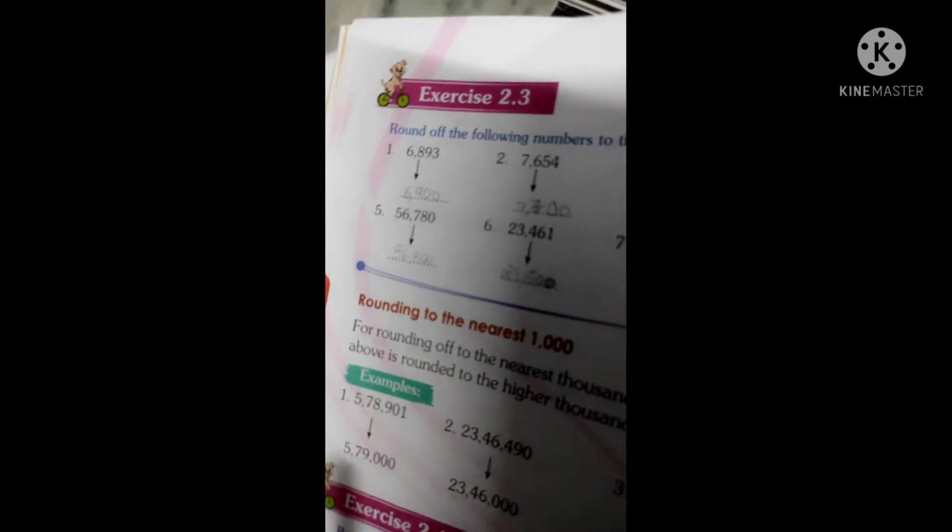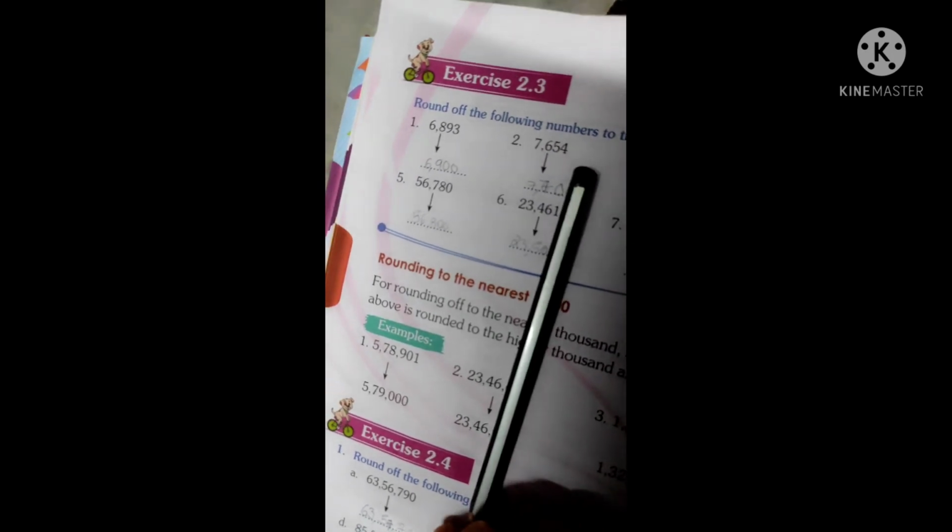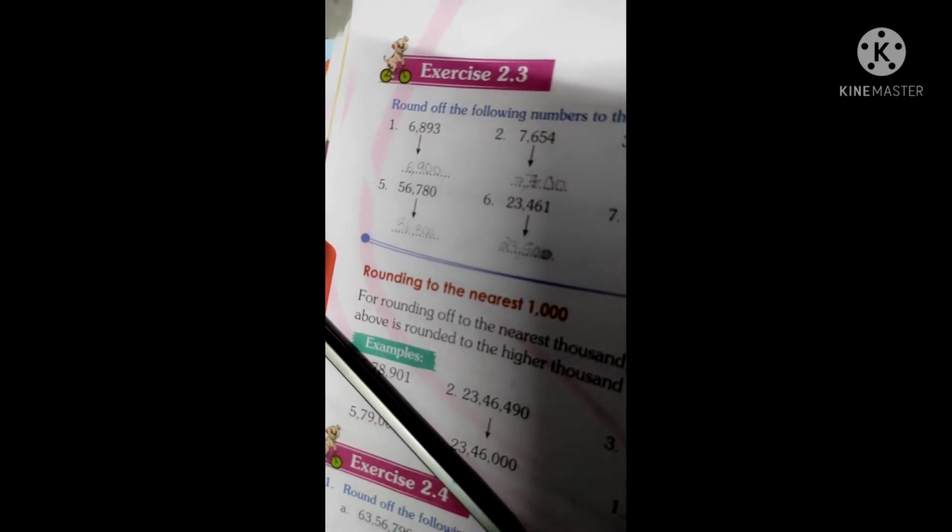6,893. So let's use the rule. Round off the following numbers to the nearest hundred. So here the first question is 6,893. So 6,900. 7,654, 7,700. 3,246, 3,200. 1,380, 1,400. 56,780, 56,800. 23,461, 23,500. 81,929, 81,900. 65,550, 65,600. So this is our answer.